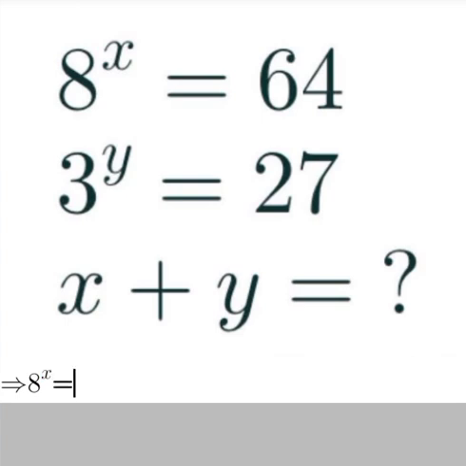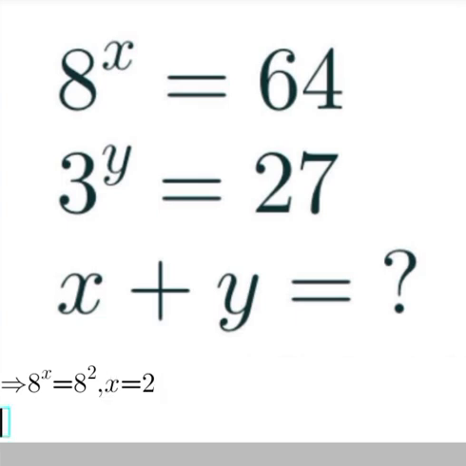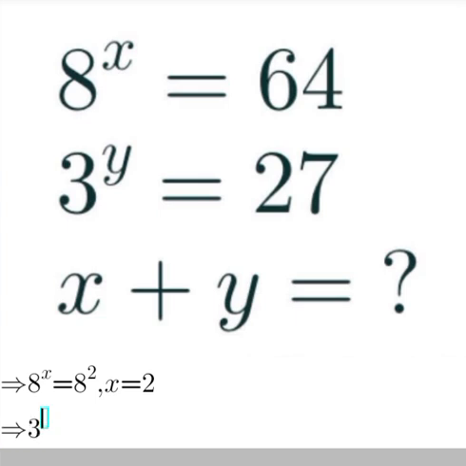is 8 times 8, that's 8 squared. This implies that x is going to be equal to 2 when we compare both equations and we equate the powers. Same goes to the second equation. 3 to the power of y is equal to, of course, 27 is 3 to the power of 3. This also implies that y is equal to 3.